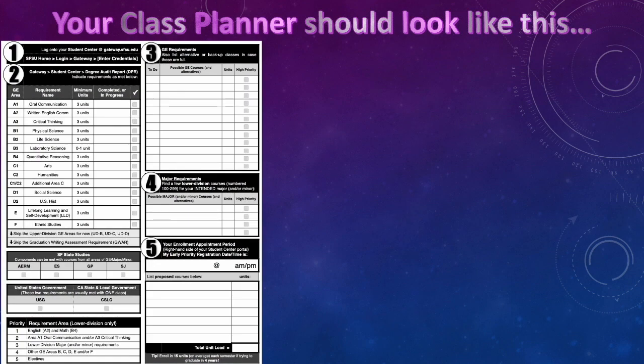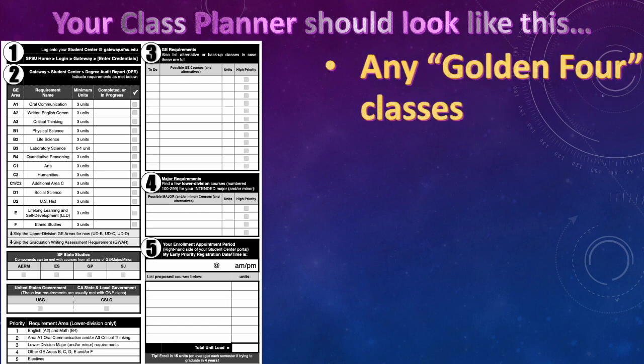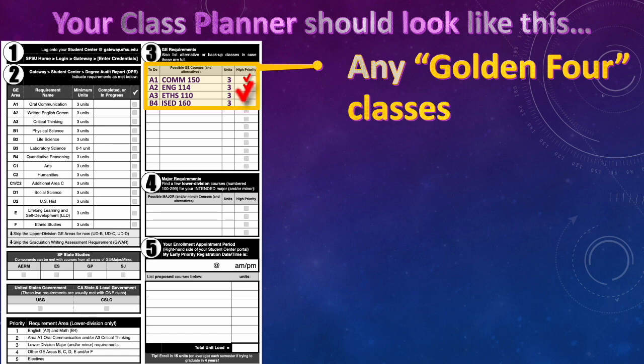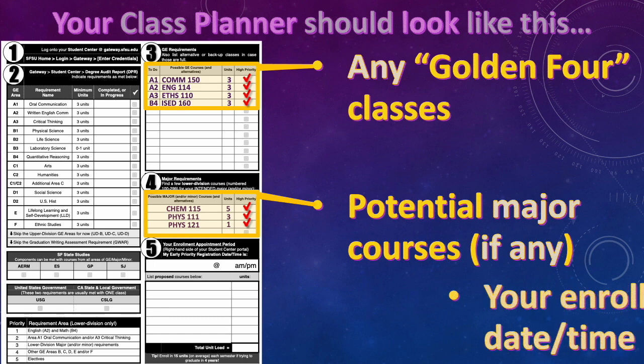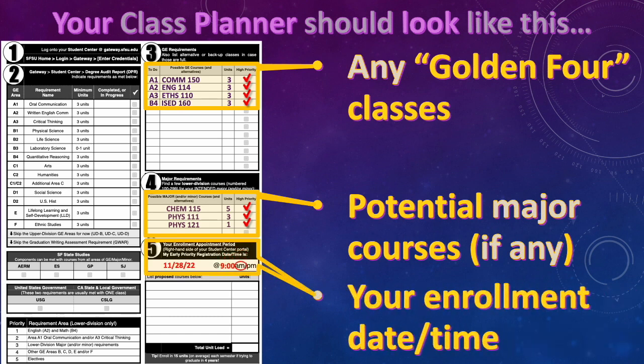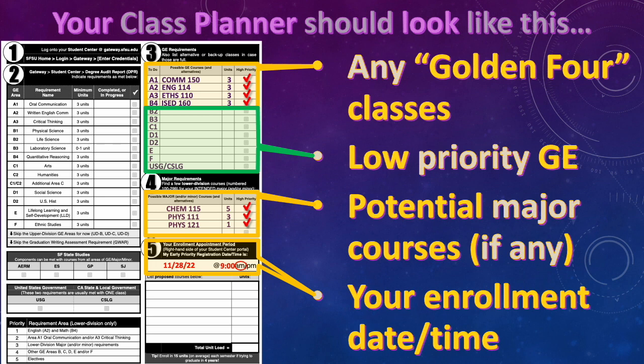Great, now you're almost done. Your class planner at this point should look like the following. Any of the golden 4 requirements are listed and marked as high priority. Any potential major courses are also listed and marked as high priority. And your enrollment appointment date and time are noted for future reference. What's left are the remaining lower priority GE areas. These will require you to do some research into each GE area to discover what classes are within your interests.